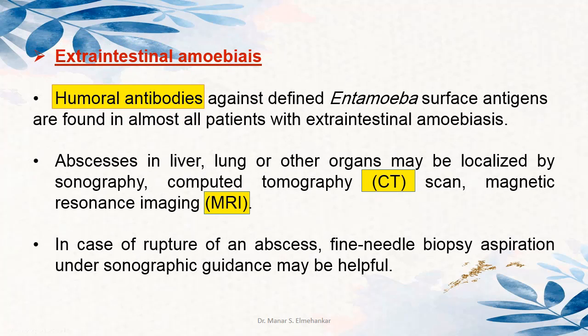About extraintestinal amoebiasis. We can diagnose extraintestinal amoebiasis by humoral antibodies against amoeba surface antigens, which are found in almost all patients with extraintestinal amoebiasis. Also, we can use ultrasound, CT, and MRI. In case of rupture of an abscess, fine needle biopsy aspiration under sonographic guidance may be helpful.